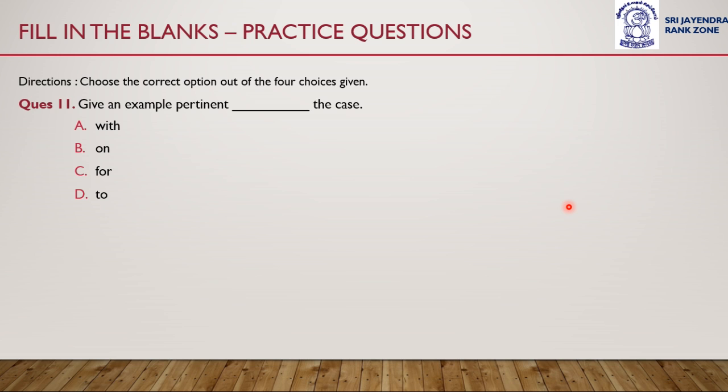So options are with, on, for and to. Option A is with, option B is on, option C is for and option D is to. Which of these is correct? The correct one is option D. Give an example pertinent to the case.